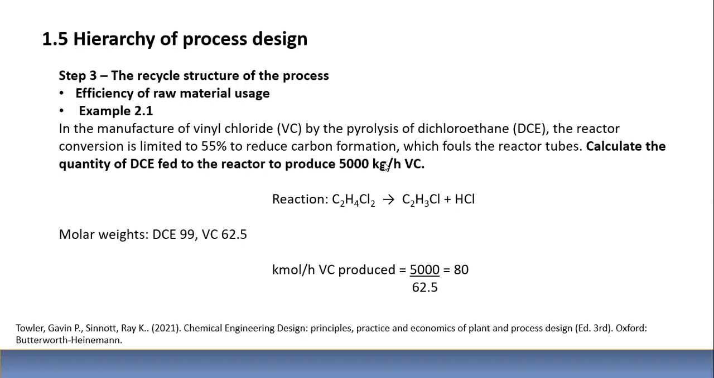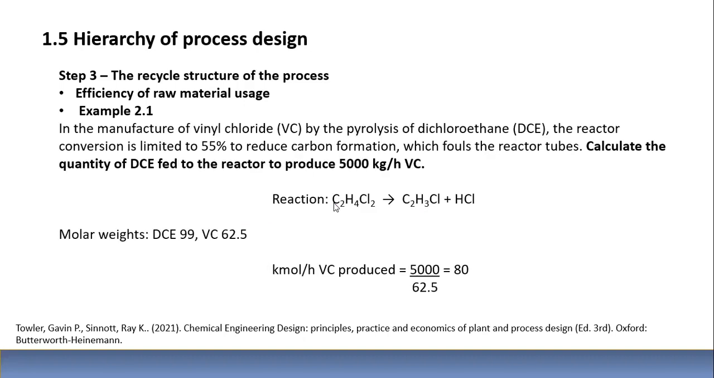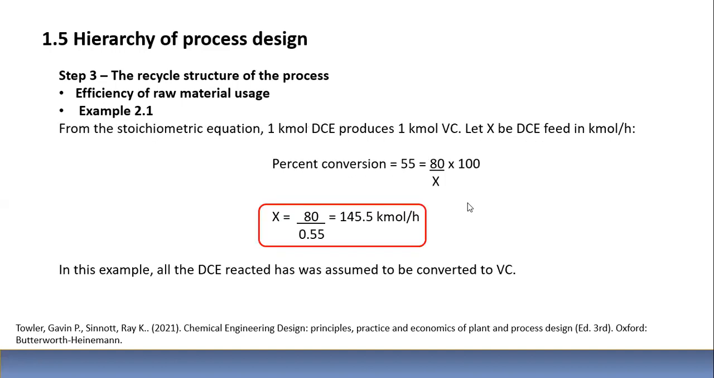That will be the same as 5,000, that is the target, divided by the molecular weight. So that will give us 80 kilomoles per hour of target production of vinyl chloride. From the stoichiometric equation, we see here this one mole per 1 mole of product and 1 mole of hydrogen chloride. So from the stoichiometric equation, 1 kilomole of dichloroethane produces 1 kilomole of vinyl chloride.